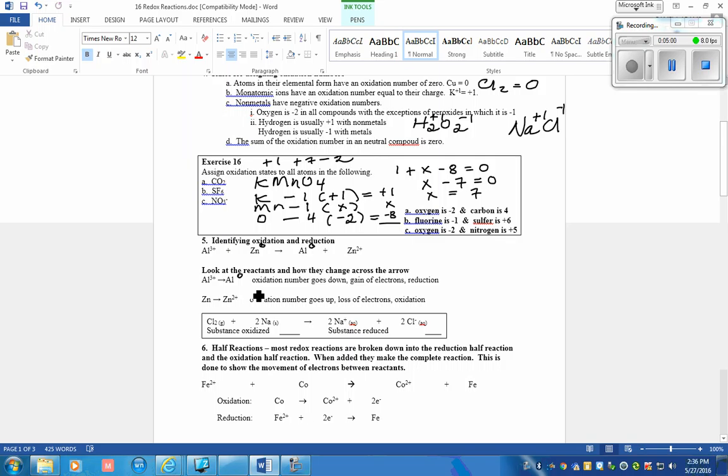Zinc, oxidation number increases across the arrow. It increases by 2. That means it lost 2 electrons.